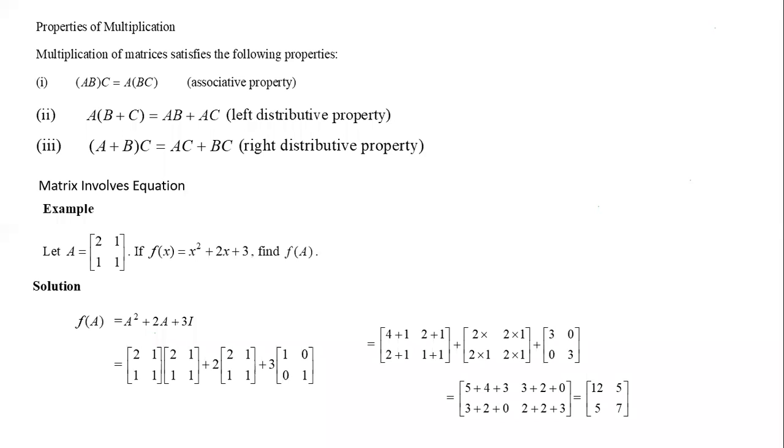Then at the end of the day, if I perform the operation, after multiplying, A squared is going to give me this. After using 2 to multiply the A, I will have this, plus if I use 3 to multiply an identity. And at the end of the day, the result of the equation gives me 2, 5, 5, 7. Do you understand? Okay, I assume you understand.